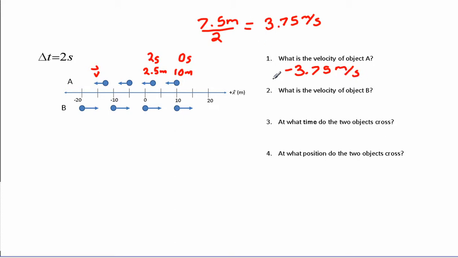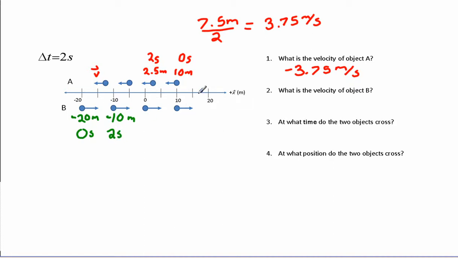If we want to do the same thing with B, we come over here, and we don't have to use the initial point, we can use any point, but we recognize that this must be the initial point of B. It's located at negative 20 meters. This dot must have been recorded at 0 seconds, and the next position is recorded at negative 10 meters, and must have been recorded at 2 seconds.